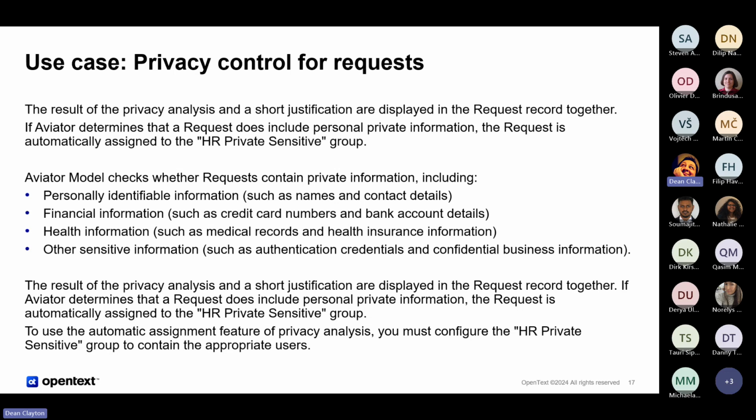So in this particular case, we'll say whether it's compliant or not compliant. And if it's not compliant, and if data is found, it will reassign the ticket to an HR private sensitive group. Now, out of the box, we have created this HR private sensitive group. So if you create a new tenant on 24.4, that is one of the new out-of-the-box groups. So obviously, if you want to utilize this straight away, you would just need to add users to that appropriate group to see that.